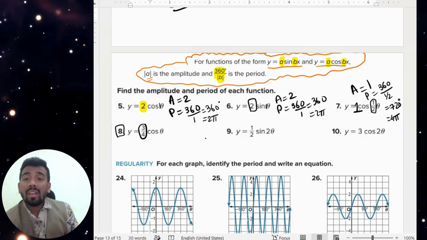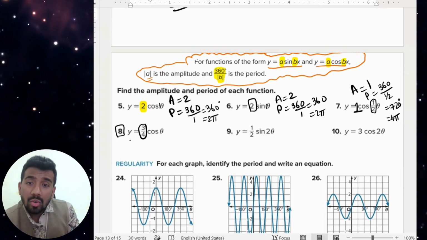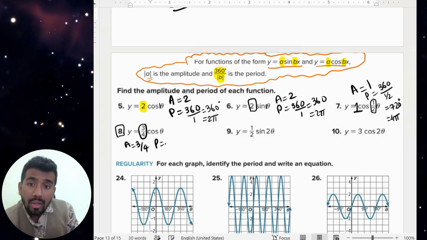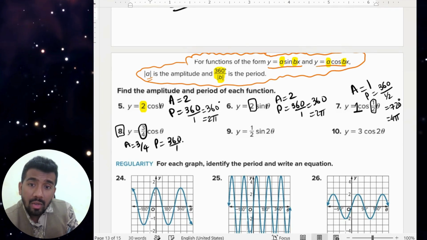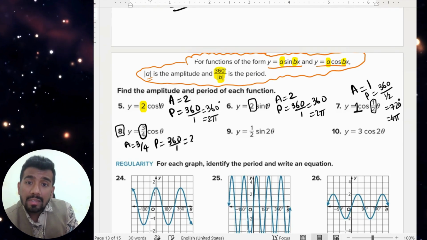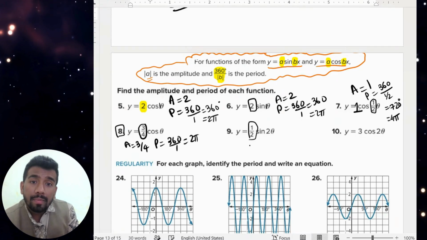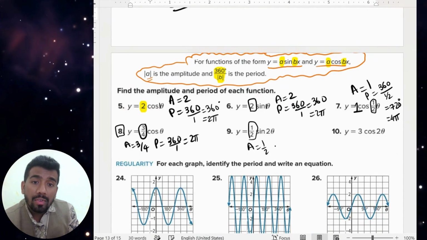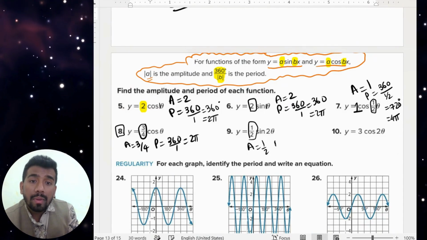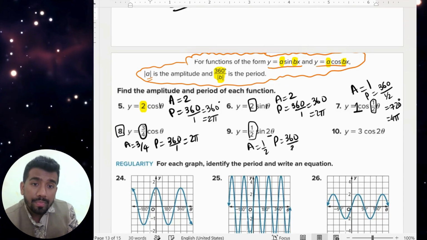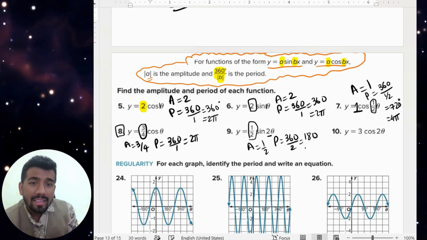Okay, I think you have the answers. Let's go ahead. So what's the amplitude? It's 3 over 4. And what's the period? 360 over 1. That's just 360. That is 2 pi. Here, the amplitude is half. And what's the period? 360 over 2. That's 180. That's just pi.